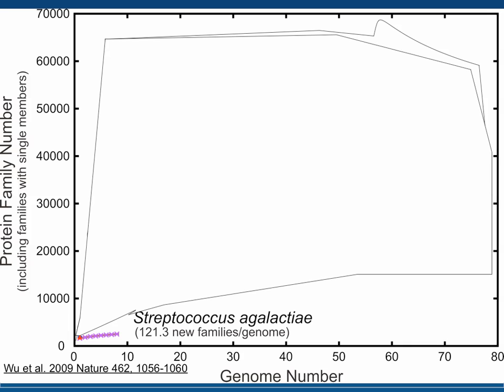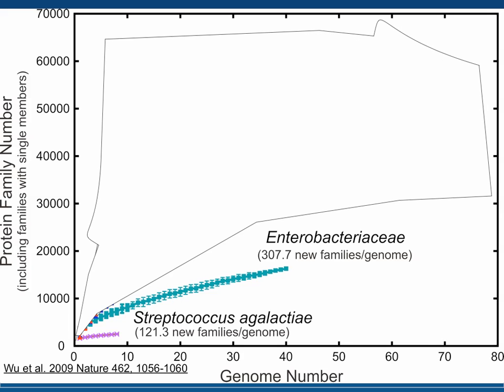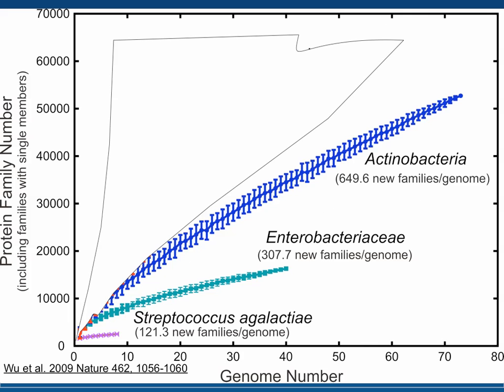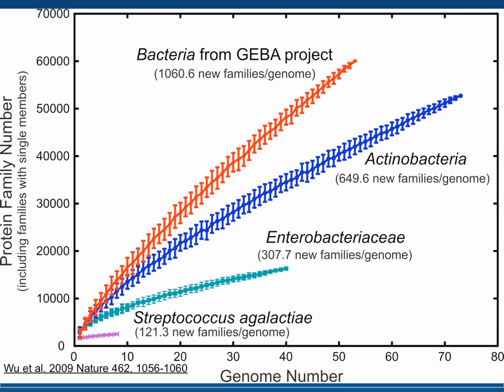However, if you do this for organisms that are more distantly related from each other, within a family, the Enterobacteriaceae, the rate of recovery of protein families per genome is higher than you see within a species. And if you do this within a phylum, the rate of recovery of protein families per genome is even higher. And if you do this in the genomes from our project, the rate of recovery is yet higher.